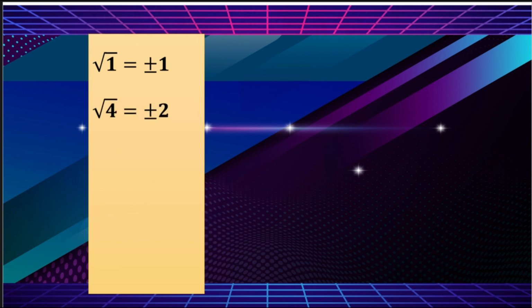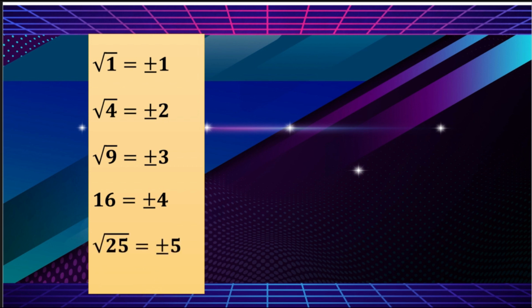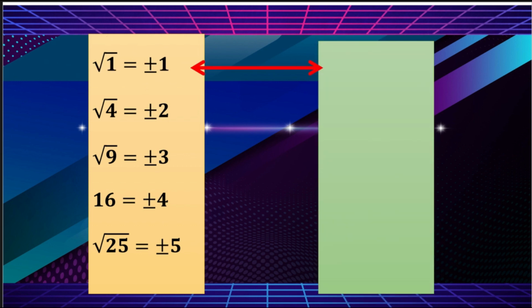4 is a perfect square, and the square root of 4 is positive and negative 2. The square root of 9 is positive and negative 3. The square root of 16 is positive and negative 4. And the square root of 25 is positive and negative 5. And the inverse or the reverse of extracting the square root is through squaring.